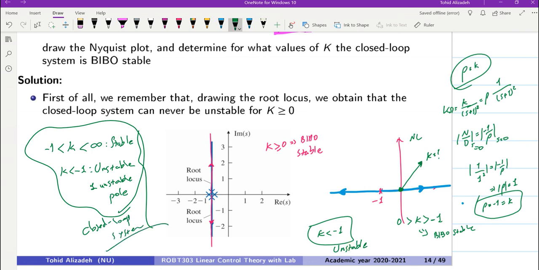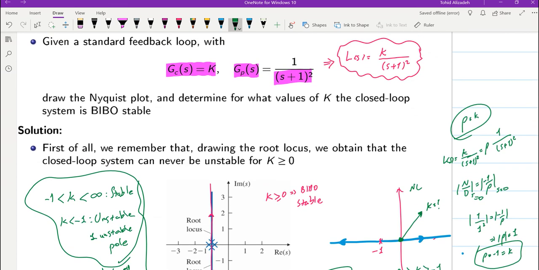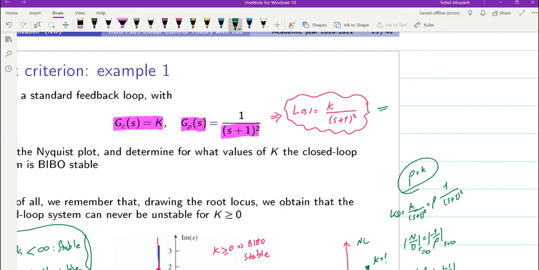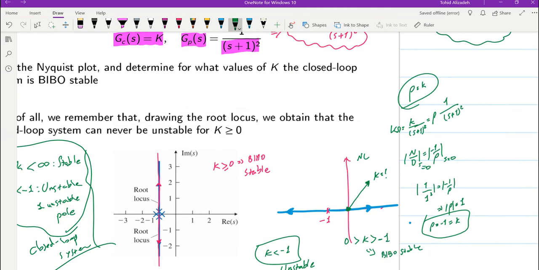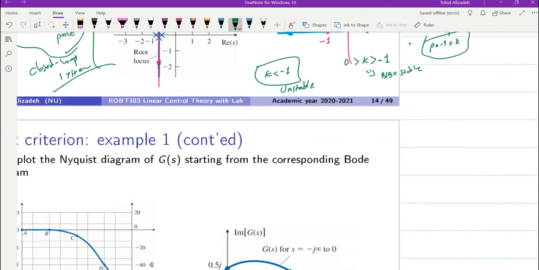Okay, this is what we have for the closed loop system. But now we want to see how we can do this using the Nyquist criterion. So for L(s), we have K over (s+1)². To start, we will set K to 1. Therefore, we will draw the Nyquist plot for L equal to 1 over (s+1)². And then later we will see how we can include the effect of introducing K into our loop transfer function.